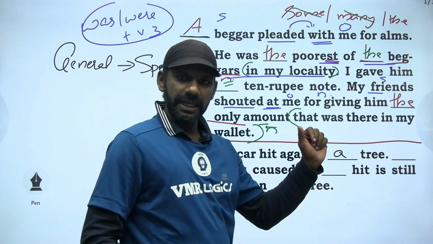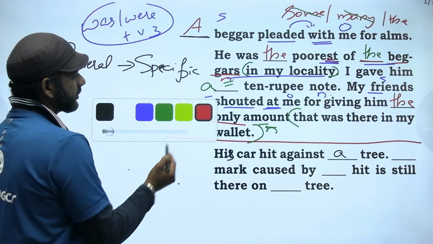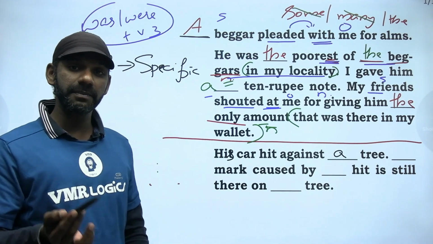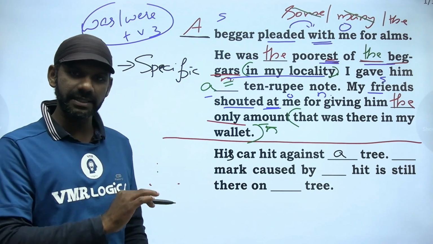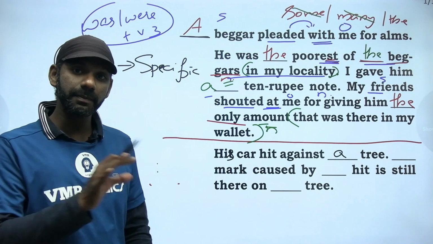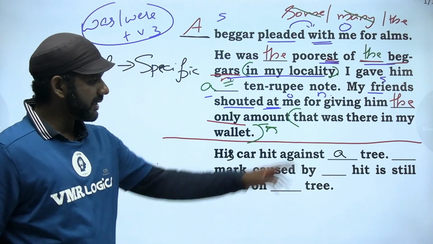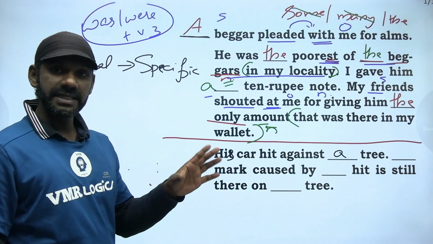Leave the second blank. If you find any difficulty in finding an article to fill in a blank, just leave that blank and move on to the next one. From the next one, you may get a clue to fill the blank in the previous one, the previous sentence or the part before it. ___ mark caused by ___ hit. Leave the second blank. Come to the third blank.